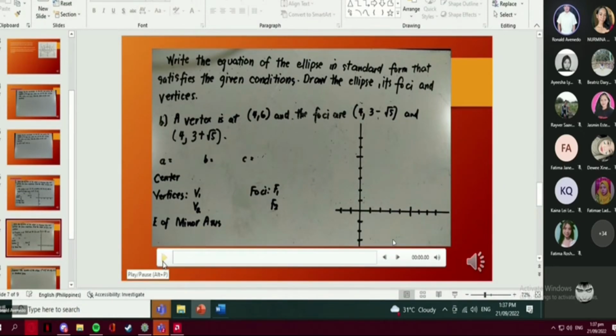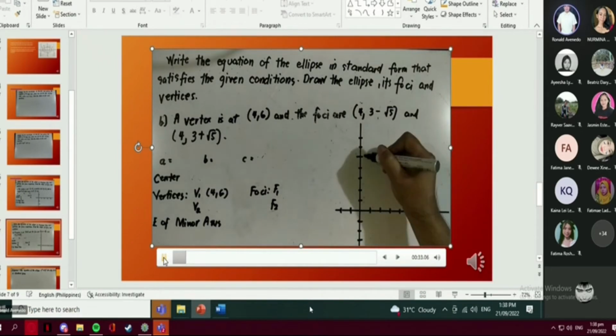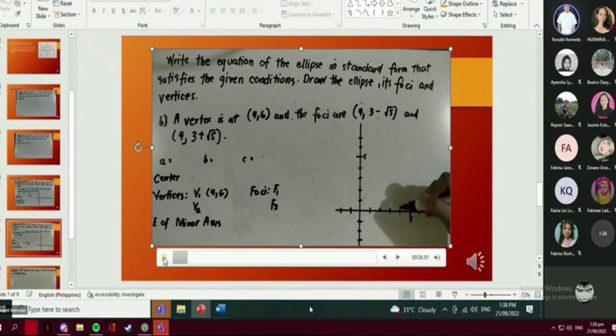Okay. Next problem. Equation of the ellipse in standard form that satisfies the given conditions. Draw the ellipse, its foci and vertices. The conditions are a vertex is at 4, 6, and the foci are 4, 3 minus square root of 5, and 4, 3 plus square root of 5. So, the given is vertex 4, 6. One vertex.